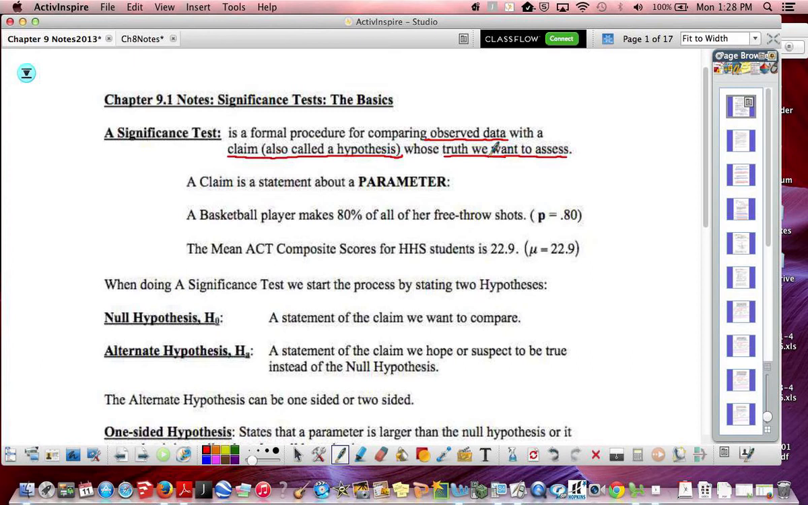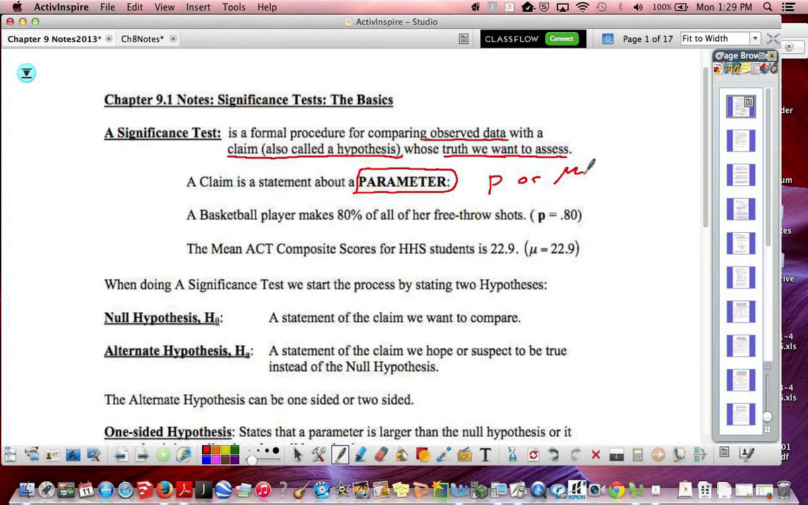So this claim that we will focus on will always be about a parameter. Specifically in this class, we will talk about it being a population proportion or population mean. So you'll see us use P and mu all the time when writing these hypotheses. So just to give you an idea of what these hypotheses might look like, or what we might be talking about, a claim might be something like this.